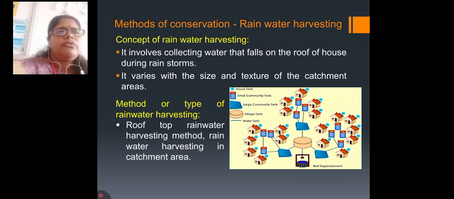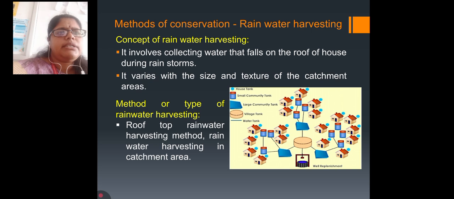So the concept of rainwater harvesting involves collecting water that falls on the roof of the house during rainstorms. It varies with the size and the texture of the catchment area. Methods or types of rainwater harvesting: rooftop rainwater harvesting method, and rainwater harvesting in catchment area. So these are the very famous methods of harvesting rainwater.